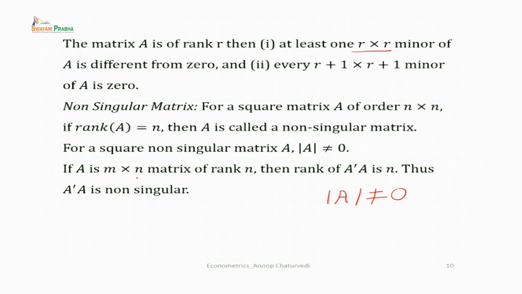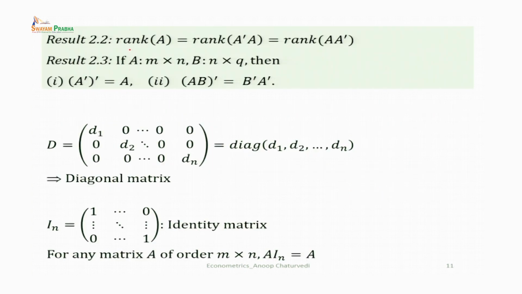Now, suppose A is m cross n matrix of rank n, then rank of A transpose A. What is the order of A transpose A? This is of order n cross n, and rank of A transpose A is also n. So, A transpose A is a non-singular matrix, provided the rank of A is equal to the number of columns of A. Again, rank of matrix A is equal to rank of A transpose A, and this is equal to rank of A transpose. So, all the three matrices A, A transpose A and A transpose have the same rank.